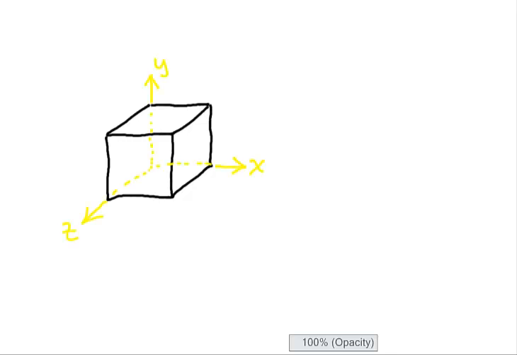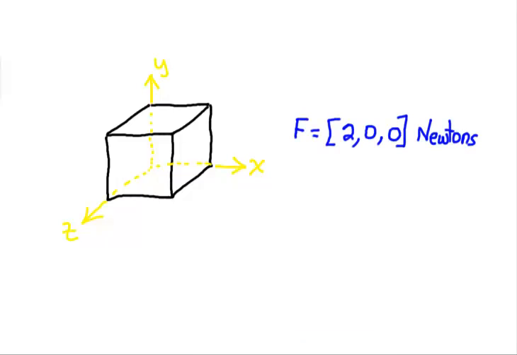Here's a box with a right-handed coordinate system. That means x crossed with y has a direction of z in the right-hand sense. Here's a three-dimensional force, 200 newtons. What does it look like?